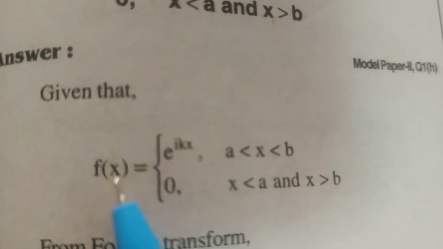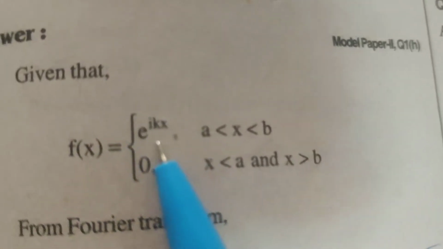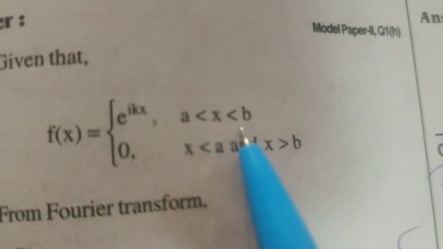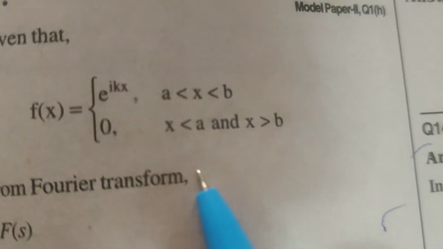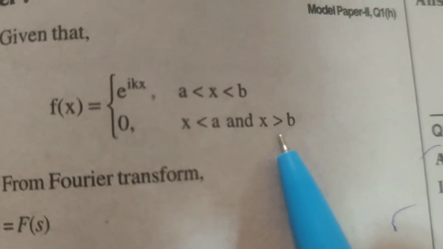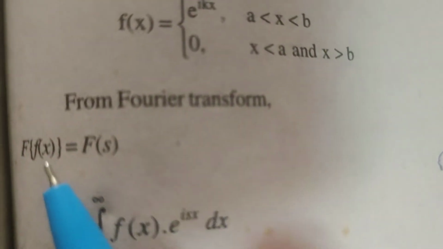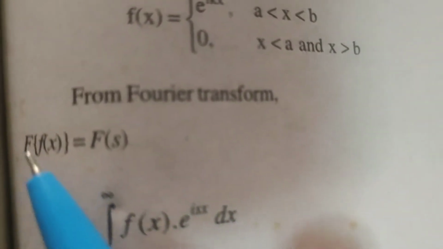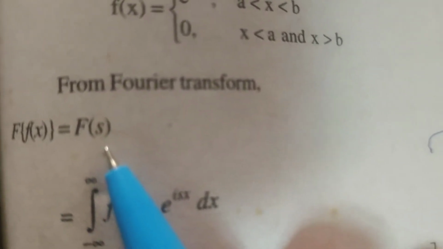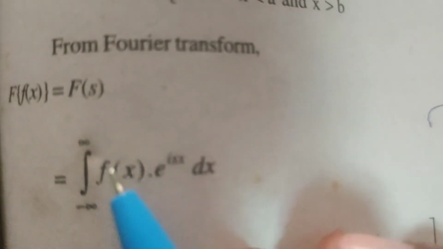First of all, write the given function. What is the given function here? f(x) = e^(ikx), where a < x < b, and 0 where x < a and x > b. Okay, from the Fourier transform formula, capital F of small f(x) equals capital F(s).